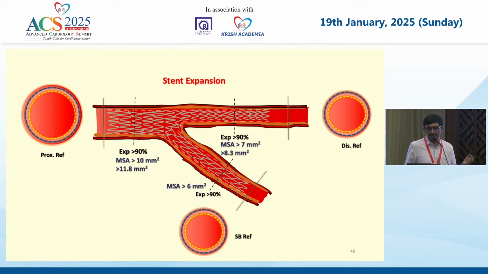These are multiple numbers. The latest one is 11.8, 8.3 and 6 millimeters square. That is what the recent Korean study with the double crush data showed. Just remember a number: you should end up getting at least 80% of the reference. That is the minimum requirement for your expansion.